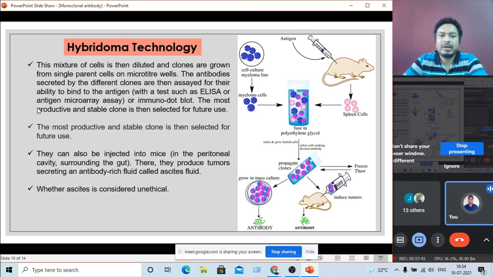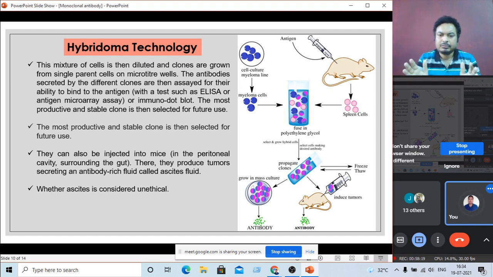Now, the next important parameter. After the Hybridoma Technology, how can we screen all the hybridoma cells? We can screen the hybridoma cells by the ELISA technique or by the immunoblot or dot blot technique, and select the hybridoma cells. So how can we select? All the hybridoma cells can produce antibody for a specific antigen.